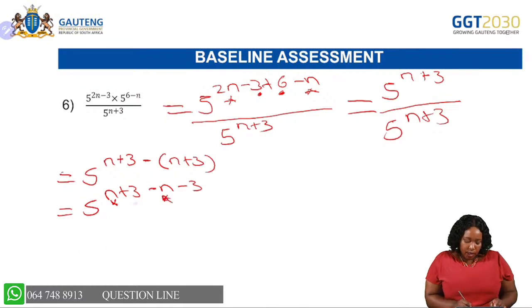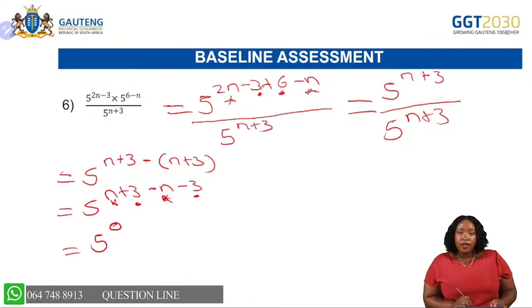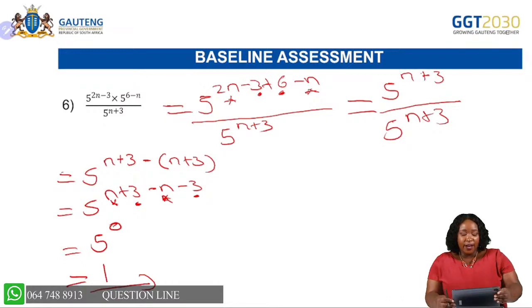Okay, and then we have a plus 3 and a minus 3. That will also give you a 0. So we actually just have 5 to the power of 0. And 5 to the power of 0 is the same as 1. This is our final answer. Okay.